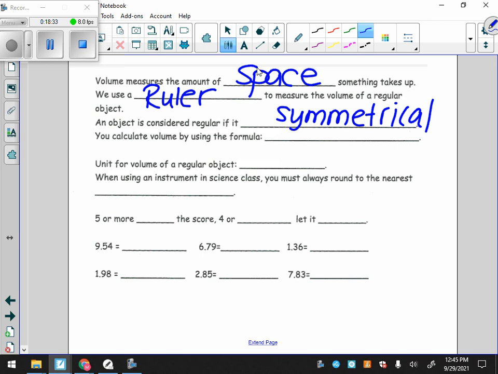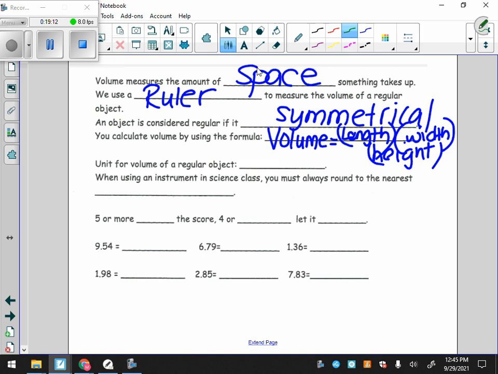What are we going to do with all the sides? Instead of adding it, what are we going to do, Adriana? Multiply them. And we're going to use this formula. Anybody know what the formula is? Volume equals what? Length. Not plus. Times. Width. Times. Height. Length times width times height. Okay. Now.